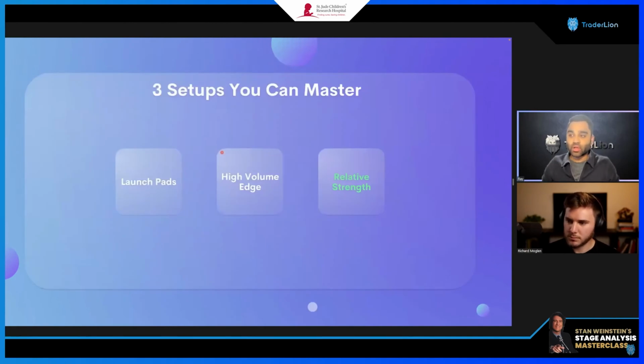Yep. So take all of these examples, find examples, go on TradingView. They have 100 years' worth of data. You can find launch pads. You can take screenshots, print them out, build a binder full of them. You could do the same thing with the high volume edge, and you could do the same thing with relative strength. The more you visualize and deliberately do and get your hands dirty, the better it's going to be.